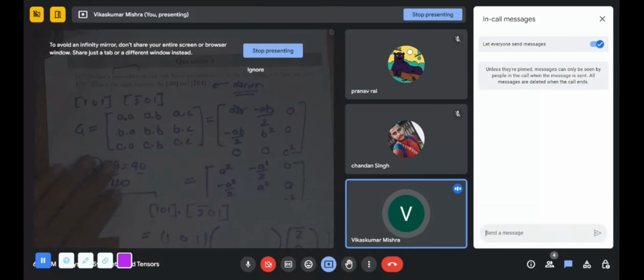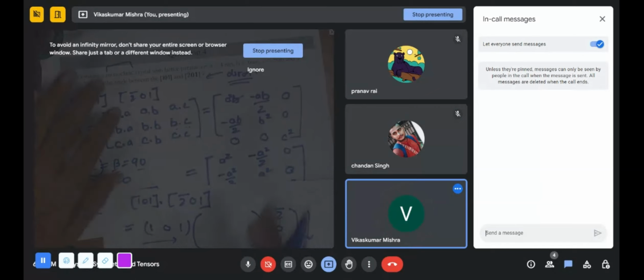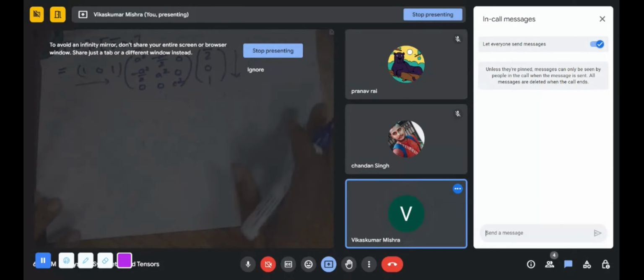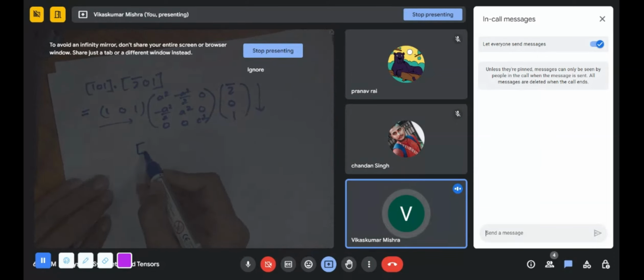So what we have got over here is a square, minus a square by 2, and so on and so forth. We can write them as it is. This will be a square, minus a square by 2. This will be 0, minus a square by 2. A square, 0, c square. And this is how it is. Simple mathematics. In this way you can find the dot product and get the value of this.